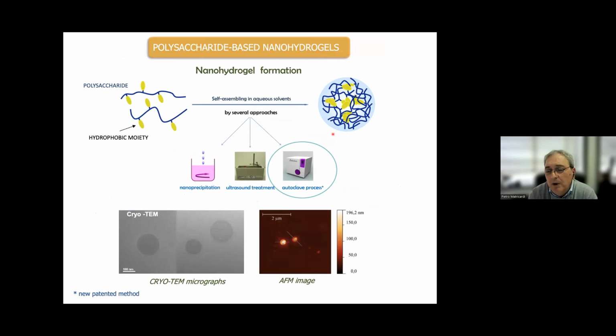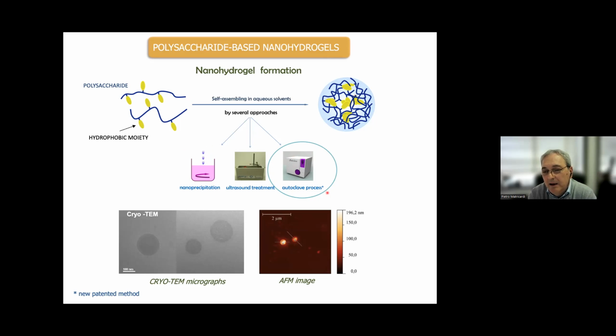But how is it possible to produce the nanogels? So what is the self-assembling process? This self-assembling process can be based mainly on three different procedures. The first one is the well-known nanoprecipitation process. You can drop a solution of the polymer in a non-solvent system in order to obtain a precipitate. The second one is based on ultrasound, and the third one is based on autoclave. This system is a new one. We patented this effect.